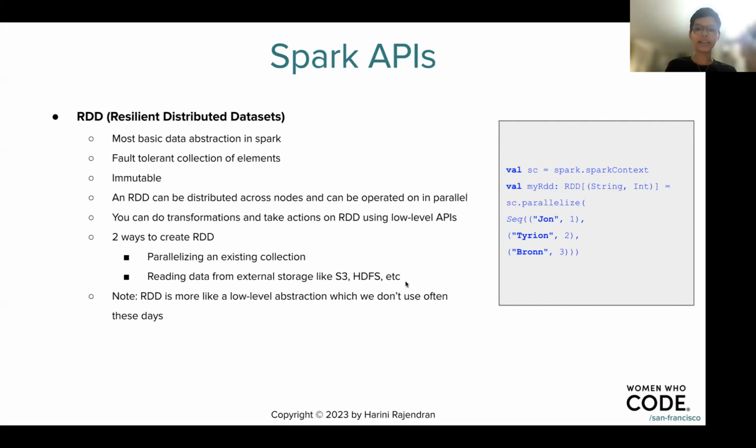But you can also read, let's say you have that million entries stored somewhere in S3 or in Hadoop distributed file system. You can just read it directly from there and create an RDD as well. So that is the resilient distributed data set. As I mentioned, it's a low-level abstraction, which we don't really use these days. There is something called data frame and data set, which I'll be talking about next, and that's the one we use pretty commonly.